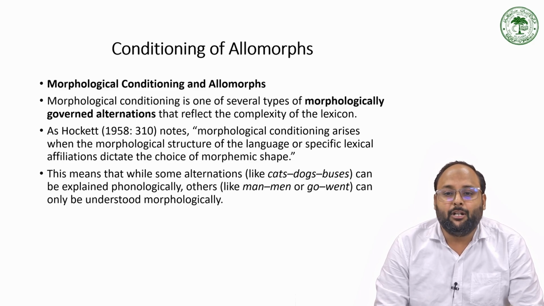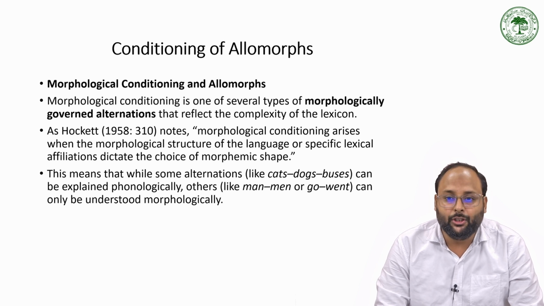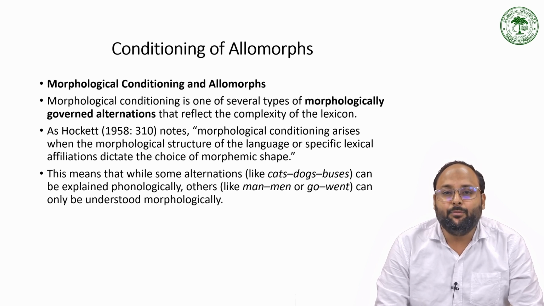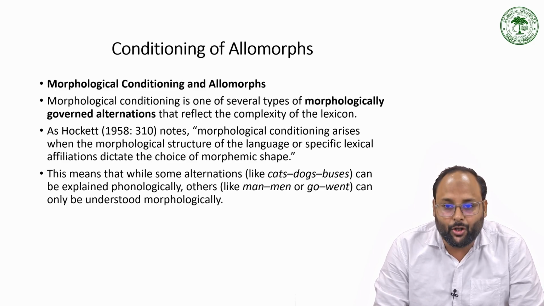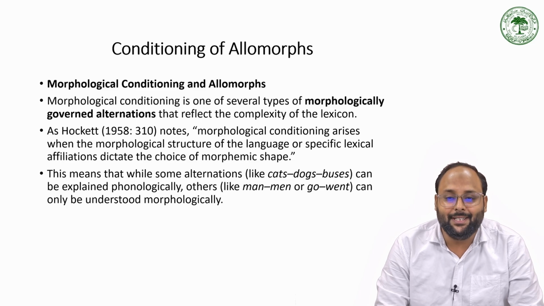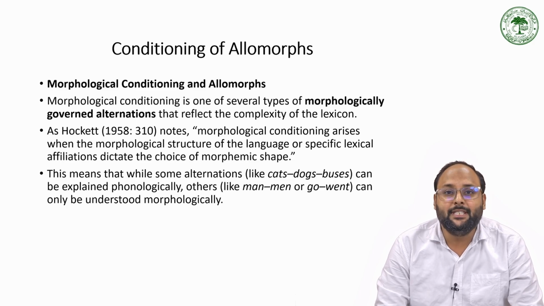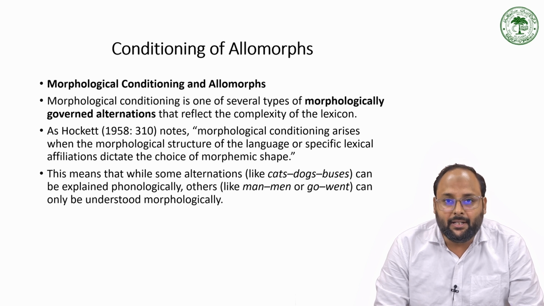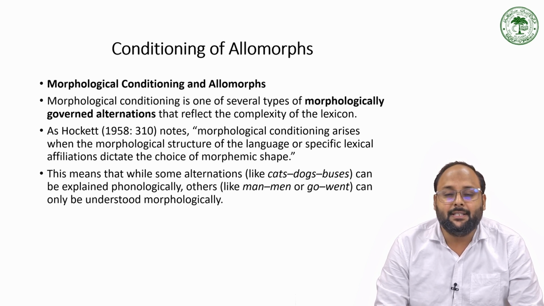So in English, we have the example like cats, dogs, buses. So there is a change in the plural morpheme, s. So change from s to z is due to the phonological conditioning. And that phonological conditioning means the last sound of cat is the t, which is voiceless, and the last sound of dog is the g, which is voiced, and the last sound of bus is the sibilant, that is the s. So due to that, it has different alternation or different variation like s, z, iz.